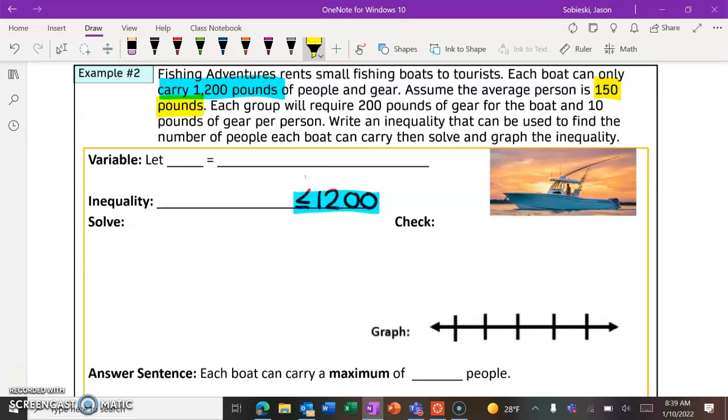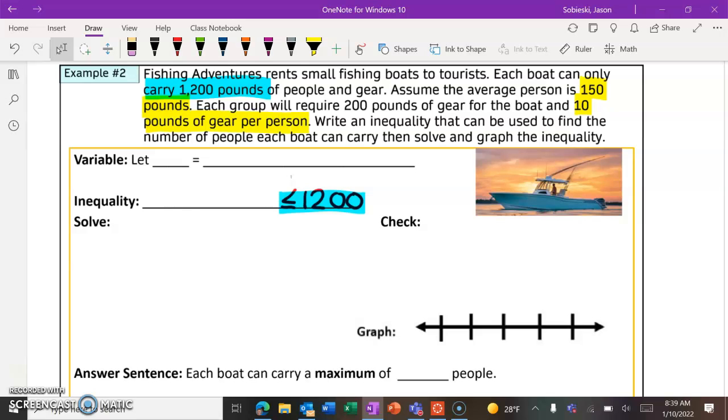So that's good. Assume that the average person is 150 pounds. So that's the weight of the person. And then there's some other weights too, right? Each group will require 200 pounds of gear and 10 pounds of gear per person. So there's a lot going on here. And then we're writing an inequality to figure out the number of people that the boat can carry. So we're going to say, let's use P, which is going to stand for the number of people.